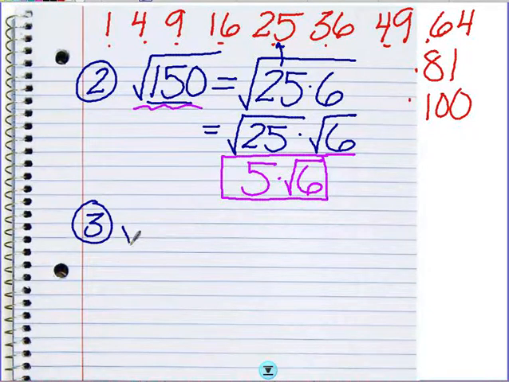Now, I'm going to have you try the next one yourself, because you've seen 2. The next one is the square root of 54. Even if you're unsure, I want you to try this one before you watch me do the problem. So stop now and try this one.